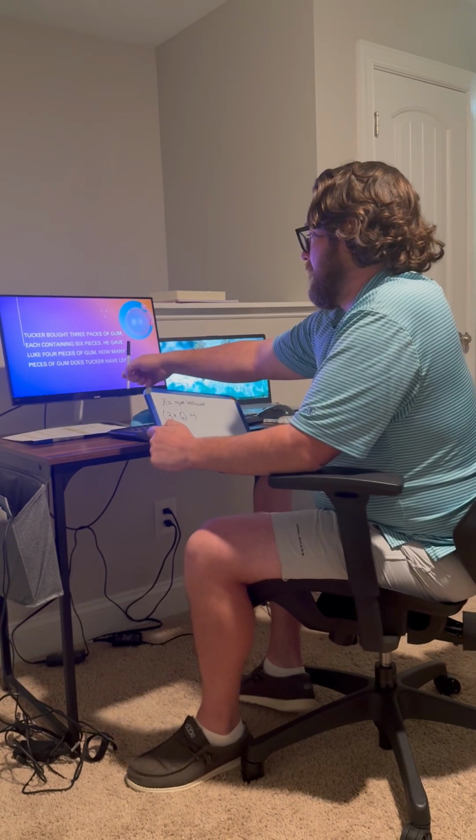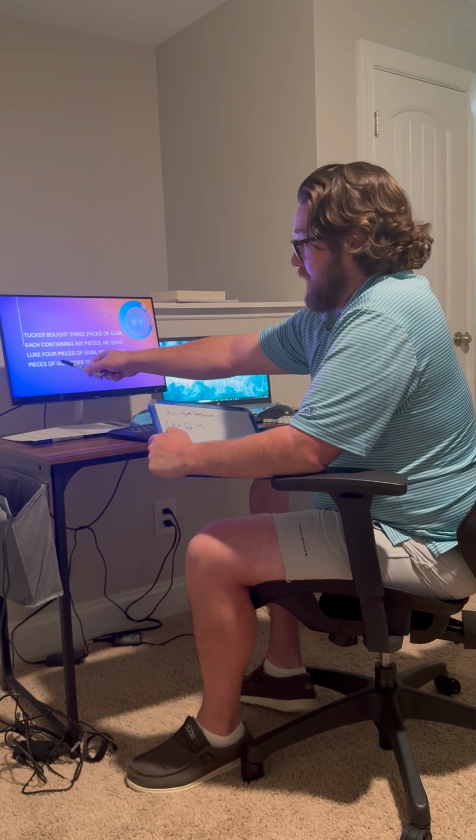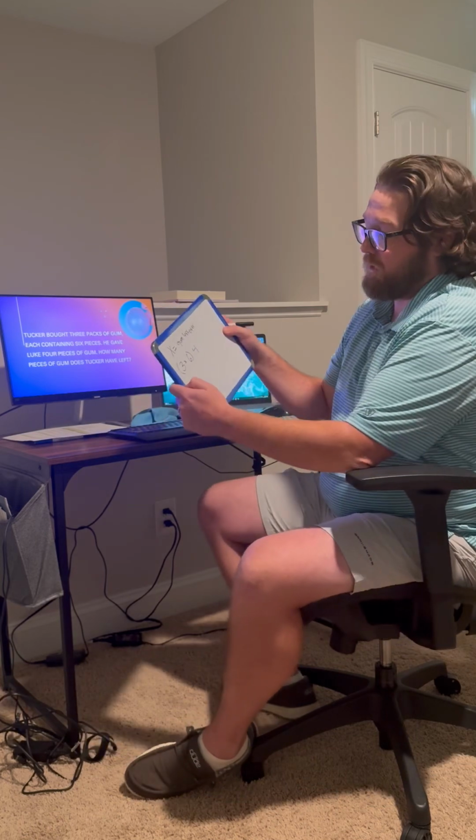And then we see here that Tucker is giving away pieces of gum to Luke. So he is taking away. So we know when we take away, we're going to subtract.